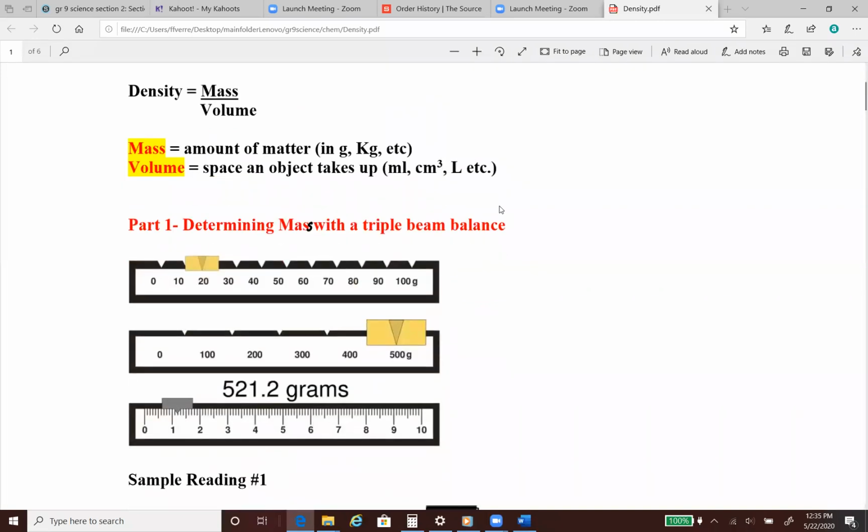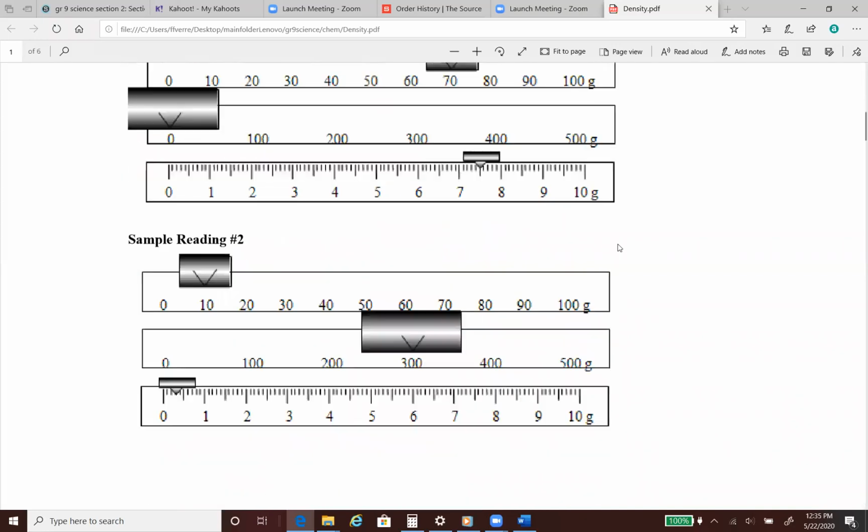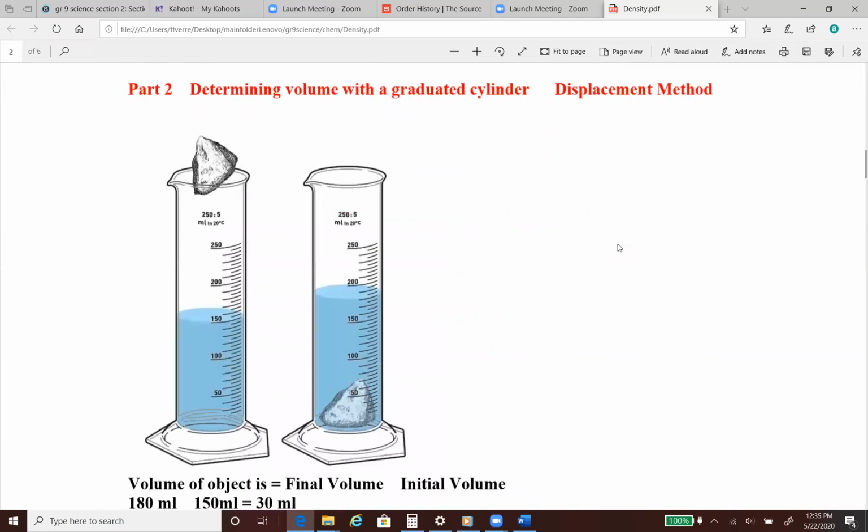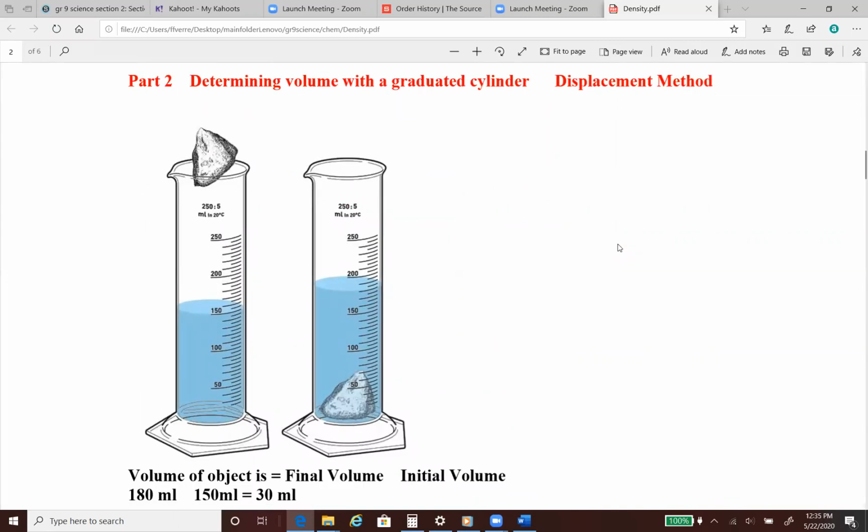The first part here is just how to use a triple beam balance, which is a type of scale, how to read it. So I'm going to skip over this. But this might be interesting here. This is something called the displacement method. This is actually how to get volume. I think we mentioned this last time.